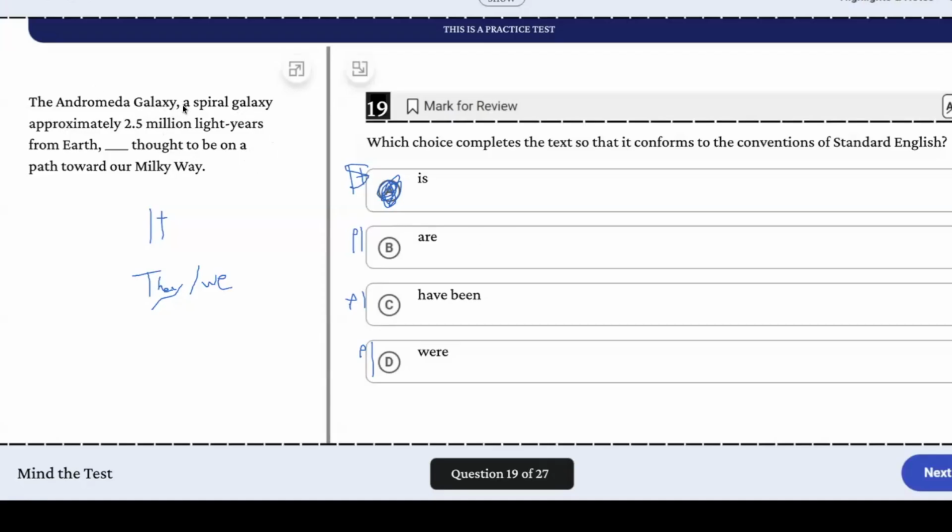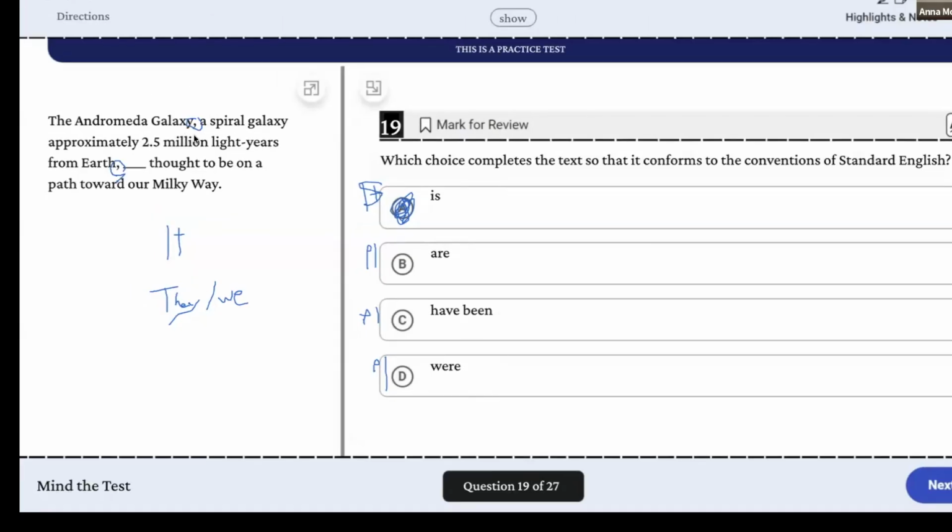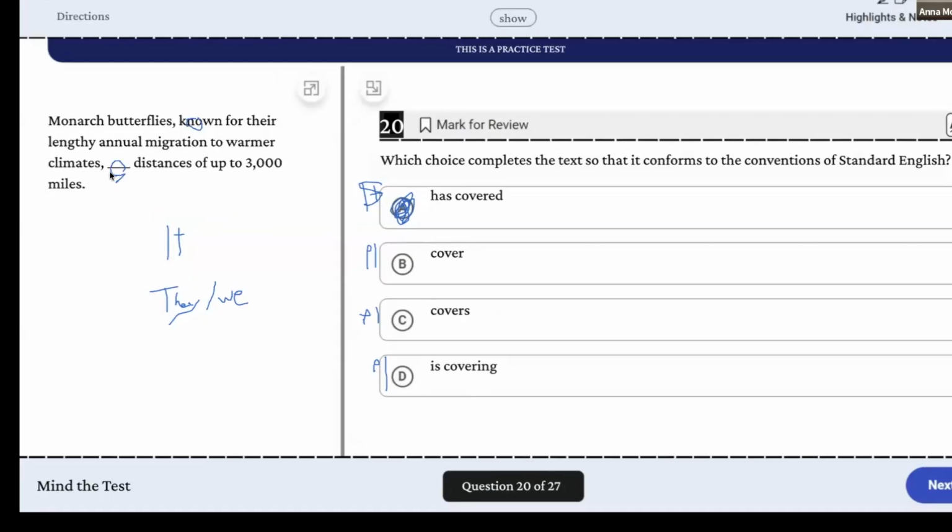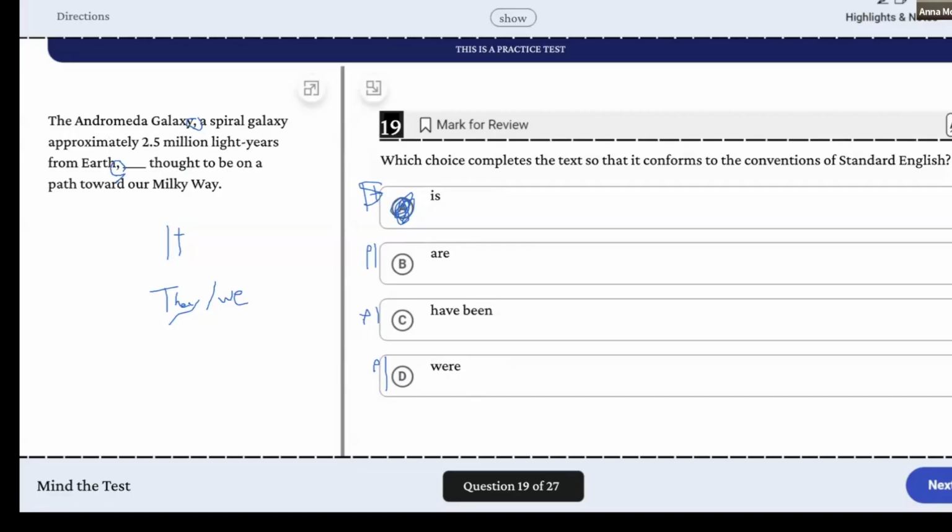Now, how can we actually find that subject? We can use our comma phrase. We've got a comma before this, we've got a comma after it, and that indicates this is our non-essential comma phrase. It's just describing the galaxy. It could basically be crossed out, and then our sentence would be simpler: this galaxy is thought to be on a path. So there we have it.